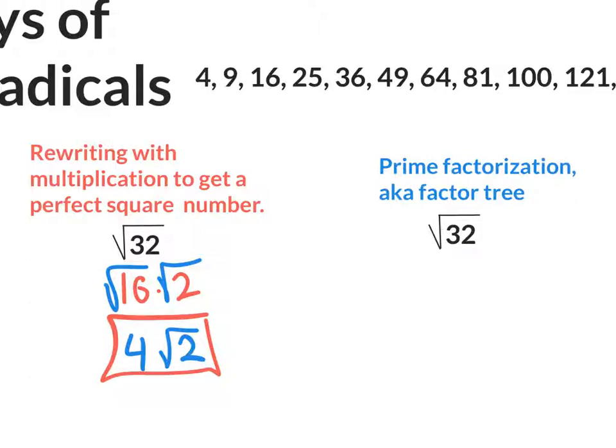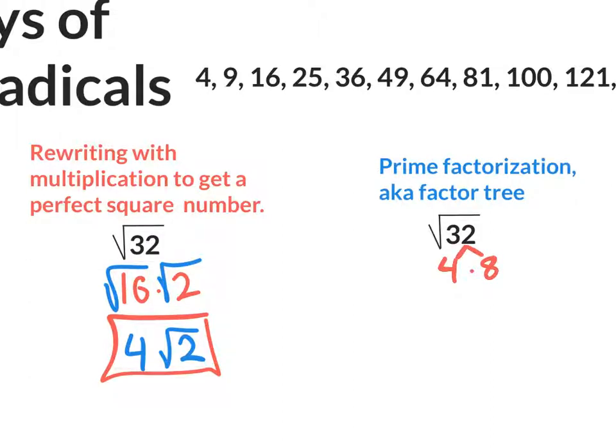Then let's do it with this other method. 32. Forget about perfect square numbers. Just what times what is 32? What comes to the first thing at the top of your head? What times what is 32? 4 and 8. So I want to do a factor tree.